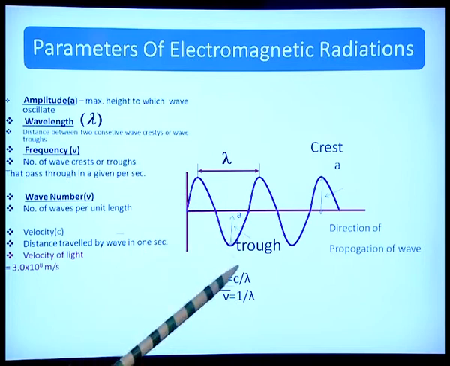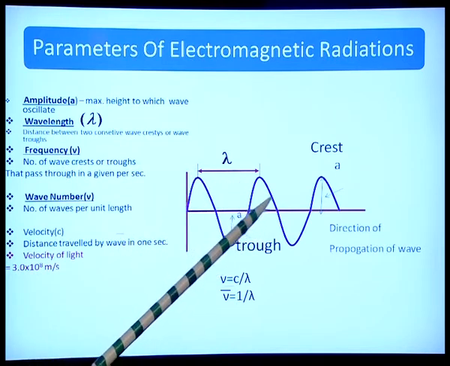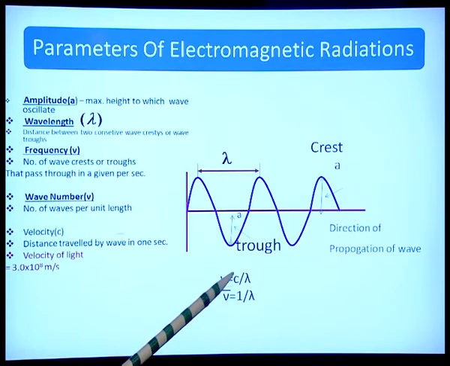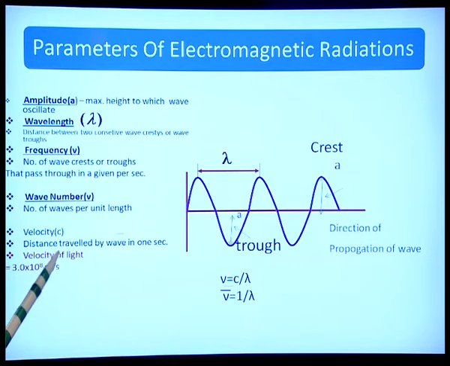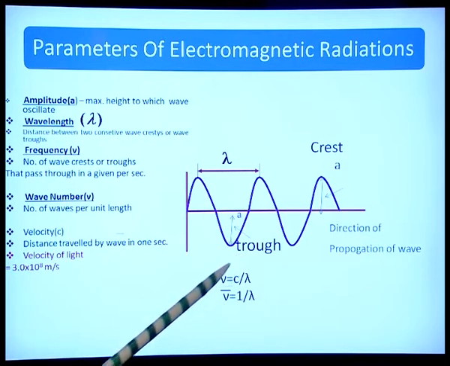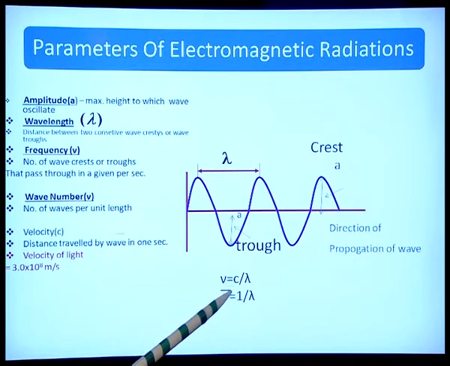Frequency is the number of waves or crests that pass through a given point per second, and wave number is the number of waves per unit length. Velocity is the distance traveled by a wave in 1 second. These are related by these equations. This is the frequency, which is related to the velocity of light and the wavelength. This is the wave number, which is inversely proportional to the wavelength. And the velocity of light, learners, is 3.0 × 10^8 meters per second.